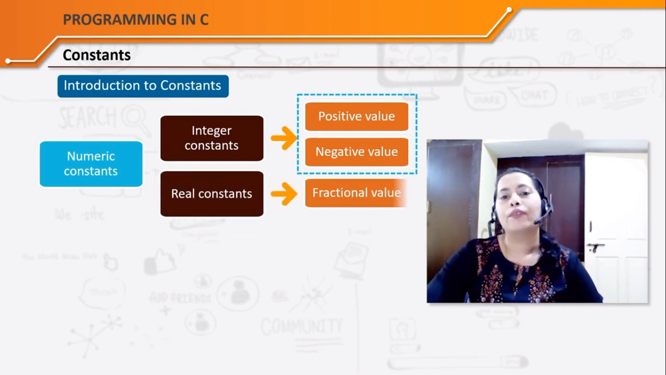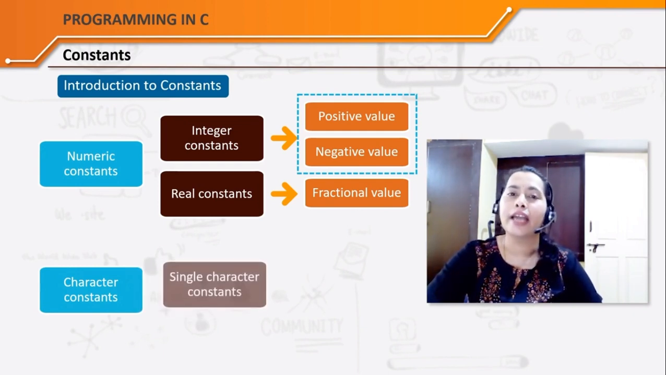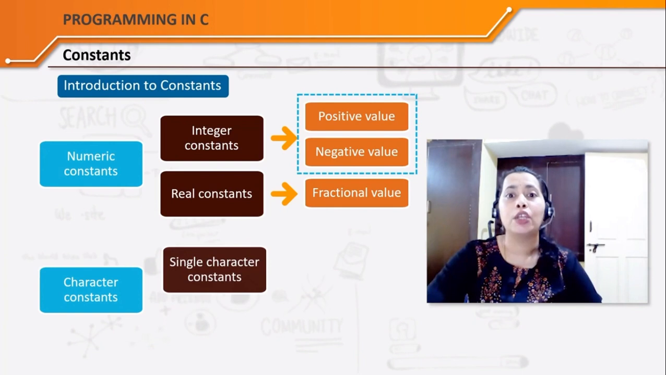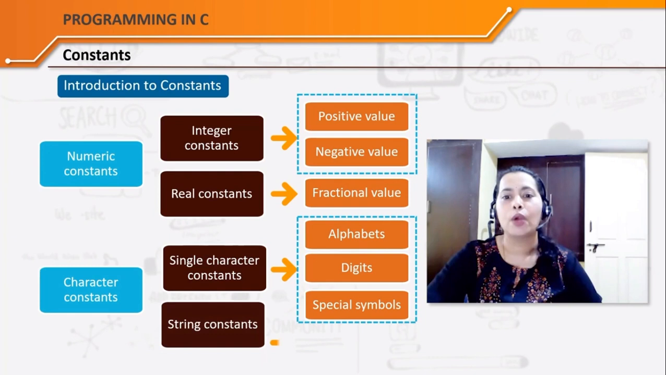Now we also have character constants, where we can use alphabets, digits, or special symbols. This is divided again into single character constants, where we can use either an alphabet, a digit, or a special symbol, or we can have a string of characters, which forms string constants.